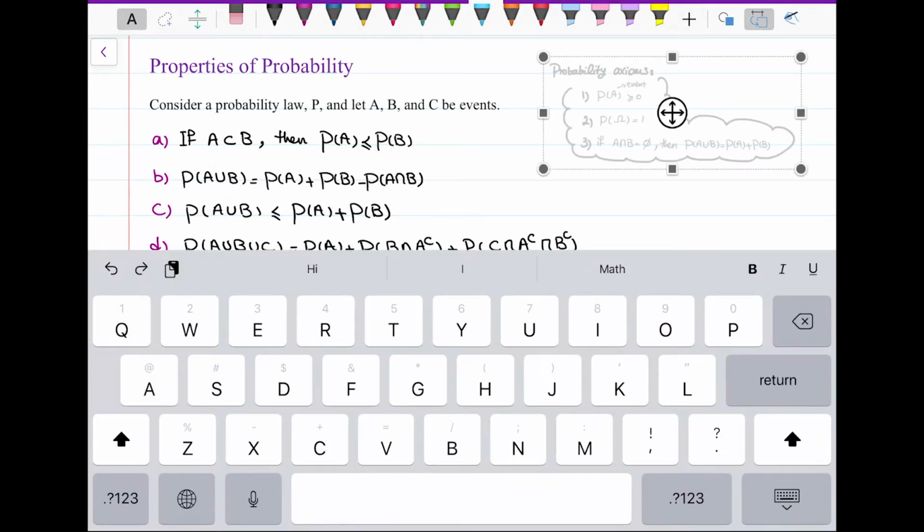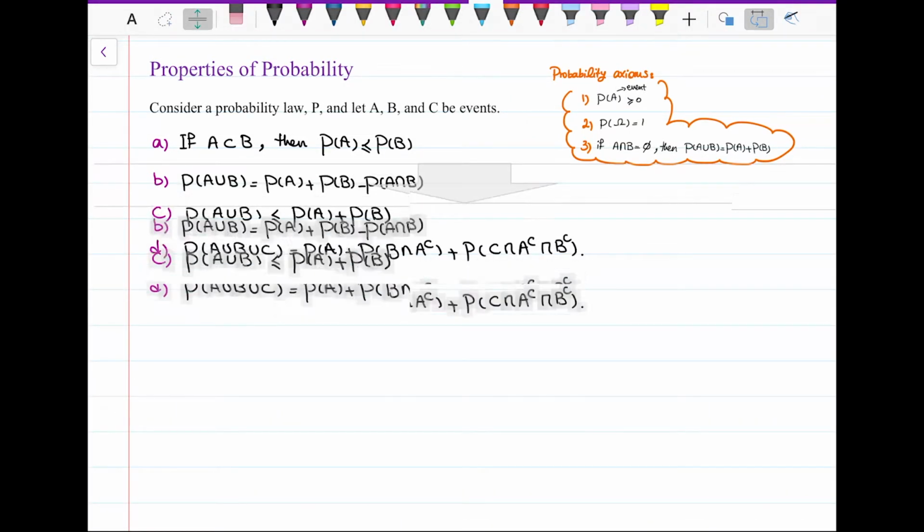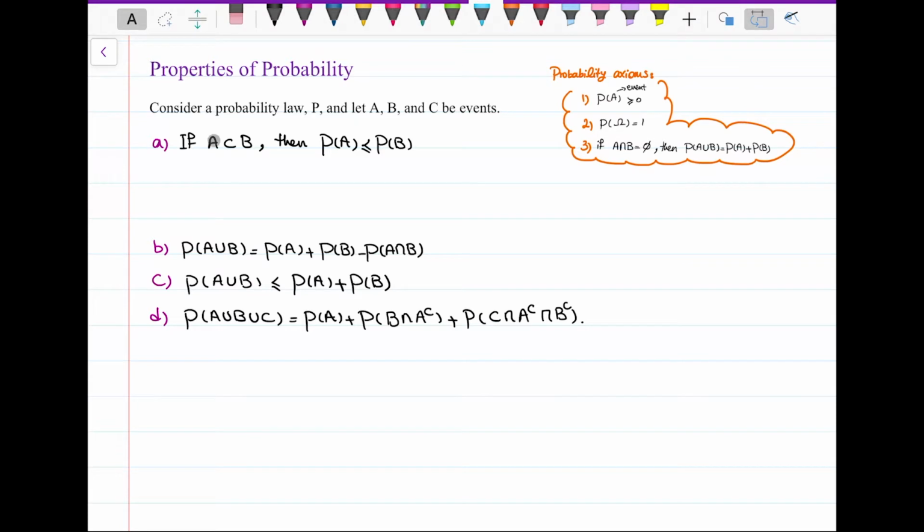So let me start by bringing up the probability axioms. The first one: if A is a subset of B, then probability of A is less than or equal to probability of B. Let me start by graphing a Venn diagram in here. So this is our sample space omega. I have the set B and I have the set A inside B, just because A is a subset of B.